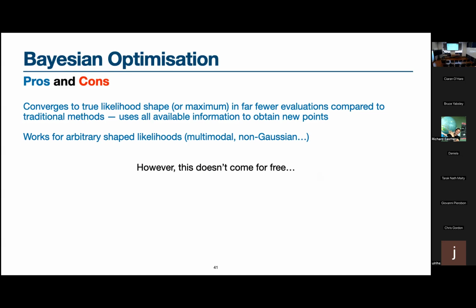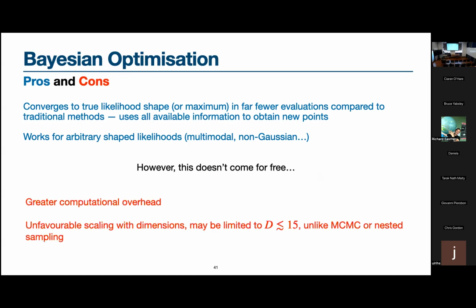However, all this doesn't come for free, because each step of the Bayesian optimization algorithm has a much higher computational overhead in terms of memory and CPU time compared to the traditional methods. The other issue is that the Bayesian optimization algorithm, because it's based on Gaussian process, doesn't scale too well with the number of dimensions. So in practice, we may be limited to say 10 or 15 dimensions, unlike MCMC or nested sampling. But we are also working on that to try to hopefully extend it to even higher dimensions.